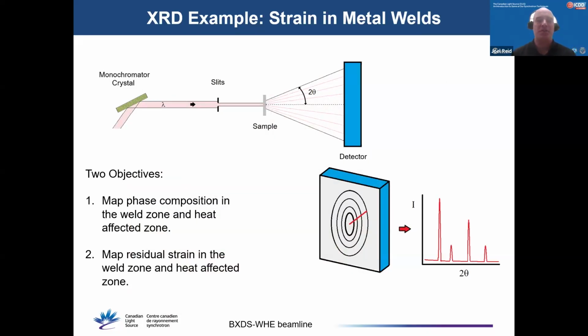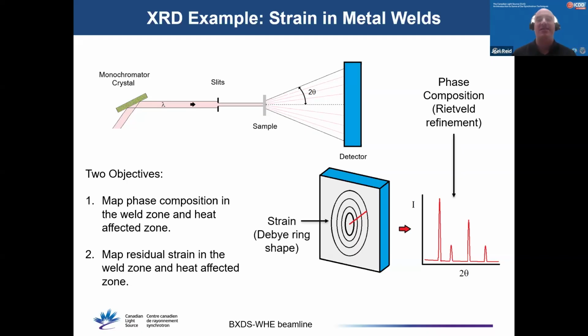There were two objectives for this project. One was to map the phase composition in the weld zone and the heat affected zone, and we can do this by integrating the full 2D patterns and performing Rietveld refinement. The second was to map the residual strain in the weld zone and the heat affected zone. To do this, we can look at the shape and the distortion of the 2D Debye rings to extract some strain tensor elements. I'm going to focus on the second objective here, the strain determination, which was made using the Debye rings from the main alpha zirconium phase in this alloy.